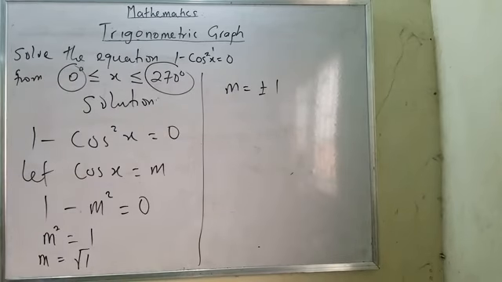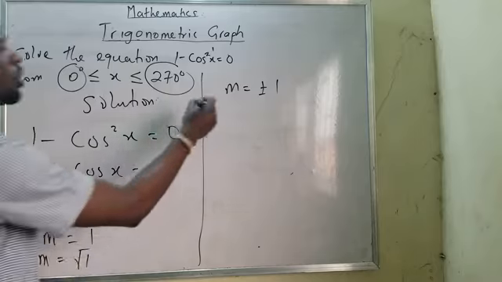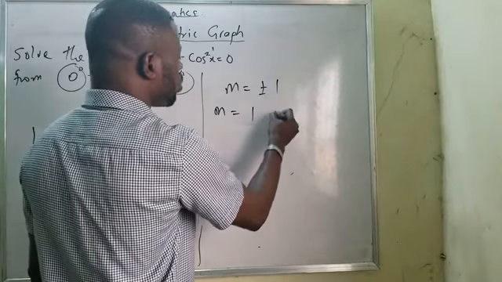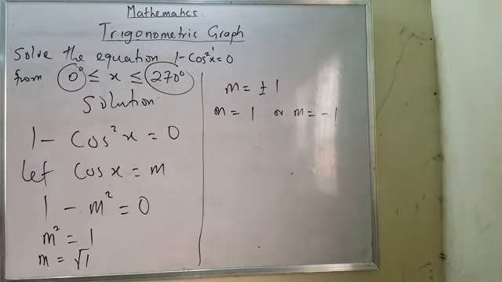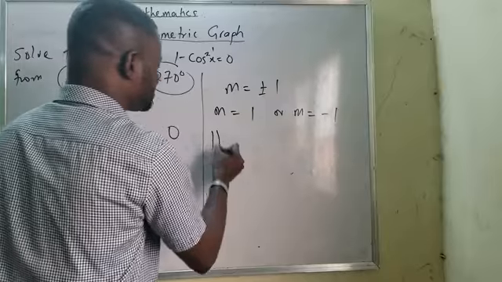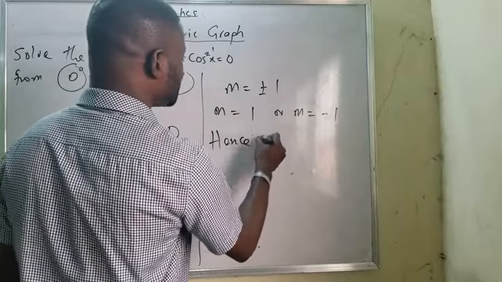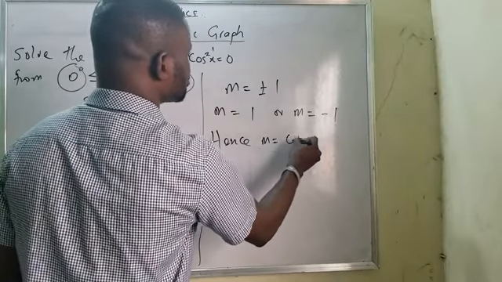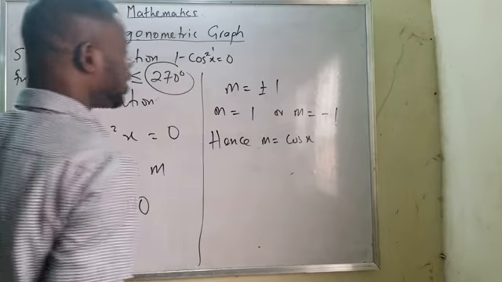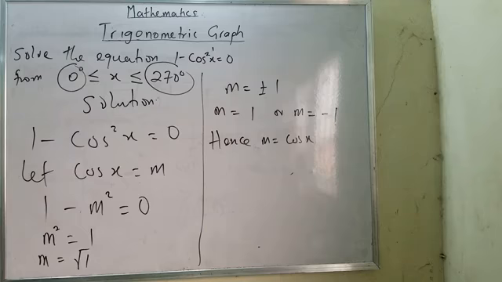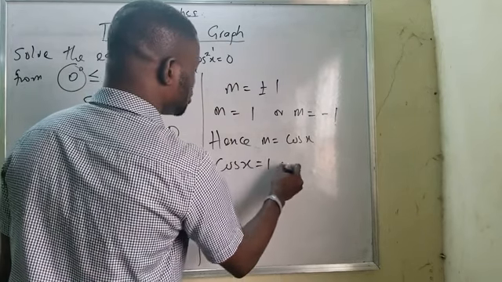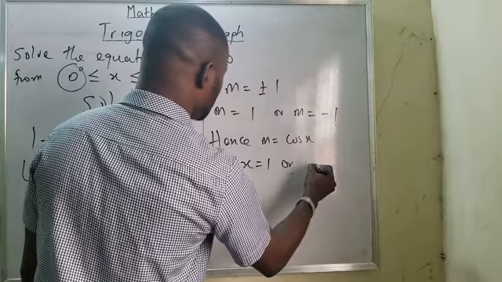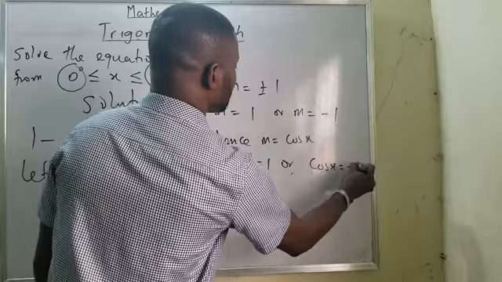Root of 1 is plus or minus 1. It means m equals 1 or m equals minus 1. Now, m equals cos x, so I will have cos x equals 1 or cos x equals minus 1.